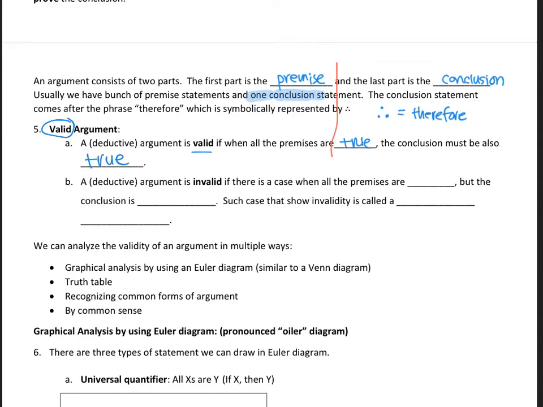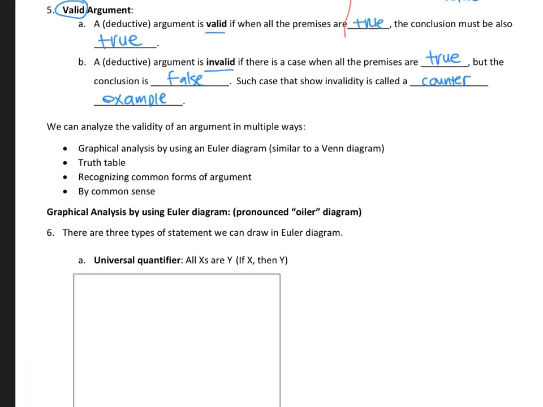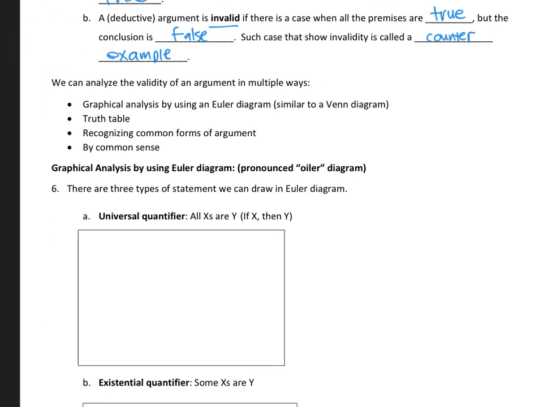then the argument is valid. On the other hand, an argument is invalid if there is a case where all the premises are true, but the conclusion is false. Such a case is called a counterexample. So for the rest of the worksheet, we're going to come up with different strategies to figure out if the argument is valid or invalid. So instead of saying a good argument or a bad argument, we're going to say a valid argument versus an invalid argument.